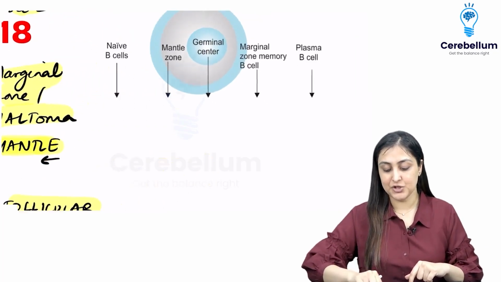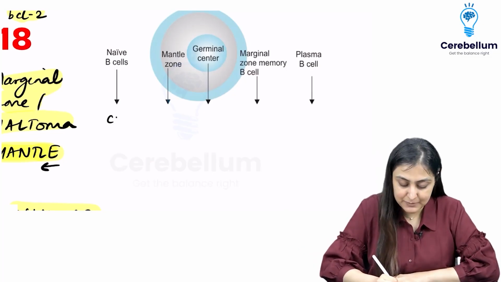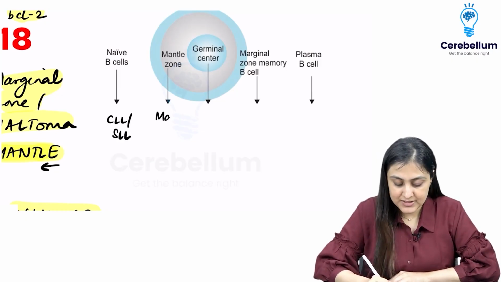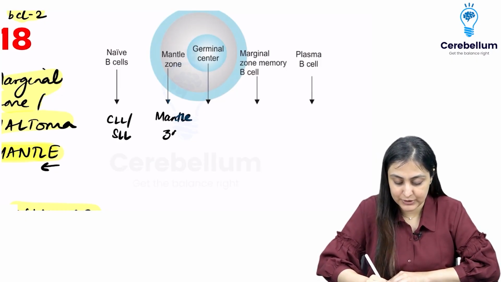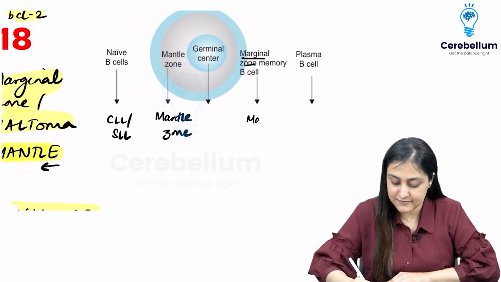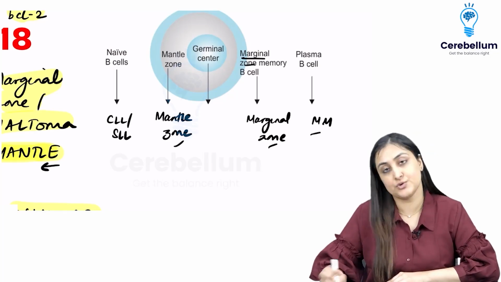On the other hand, they can also ask you about the origin. So here remember the naive B cells would be CLL/SLL, whatever you want to call it. Mantle zone cells give rise to mantle zone lymphoma. So this we are not bothered with. Marginal zone cells give rise to marginal zone. Plasma B cell gives rise to multiple myeloma. So I'm pretty sure all of this you can get on your own.